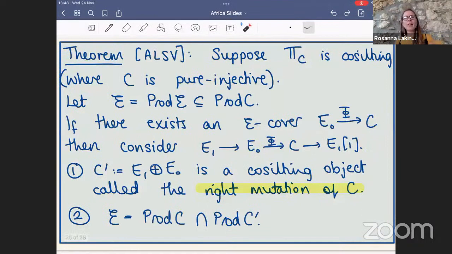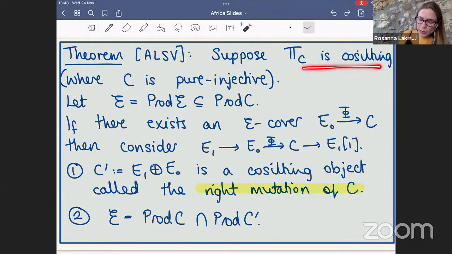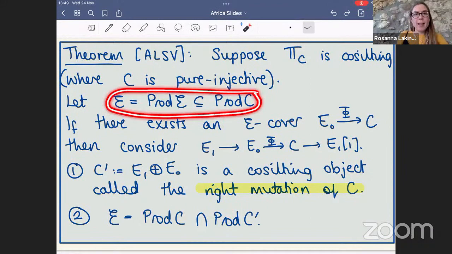Okay, so I mentioned that together with my co-authors, we're looking at this notion of mutation. This is what I will describe in this theorem. It will look a little bit technical, but the general idea is that we take some summand of our co-silting object and change it a little bit to get a new co-silting object. But we don't just take summands, we really want to take subsets of this set Prod C. So we fix a co-silting module, and just for technical reasons, we need it to be pure injective, but this is not important right now. Then we choose some subset of Prod C, and we want it to be closed under products and summands.